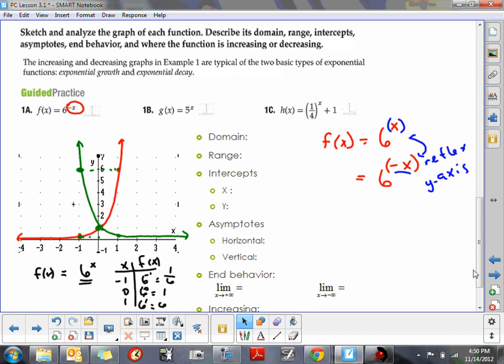Now that's using that transformation idea that we talked about when we put a negative value for x. We can graph 6 to the x, then come back and say reflect across the y-axis, and we have the shape of our graph. So the green graph is our final graph that we want to look at. I can come back and explain that in the other way as well.